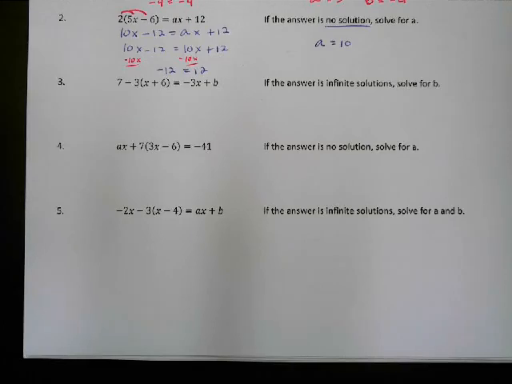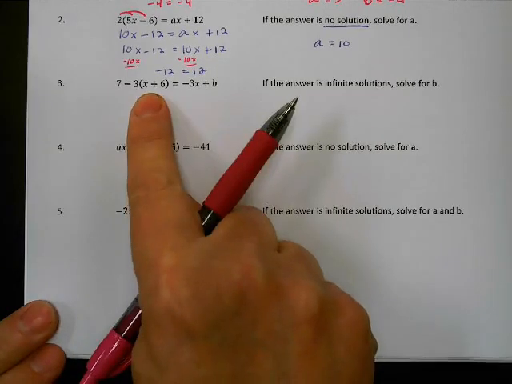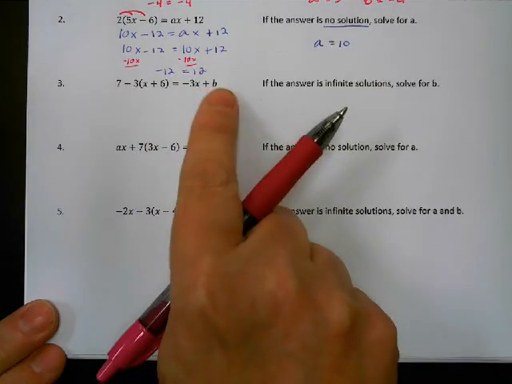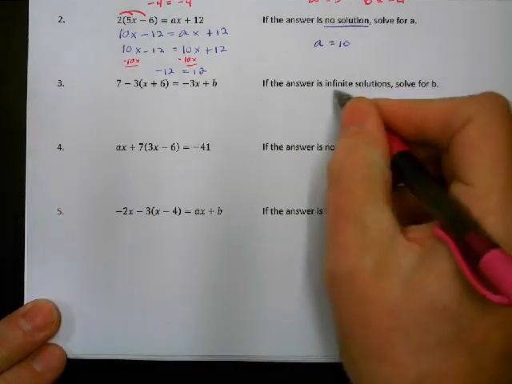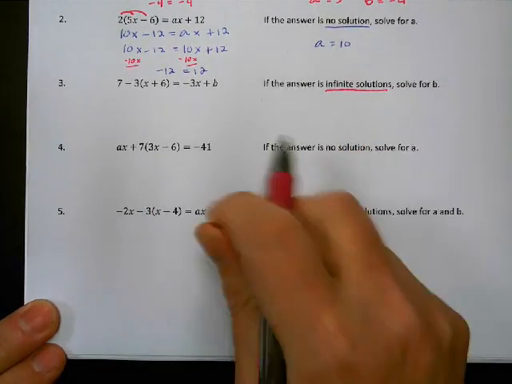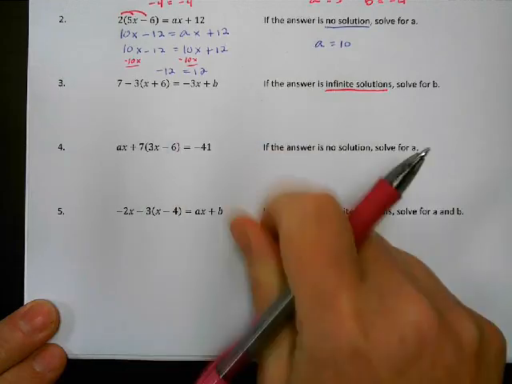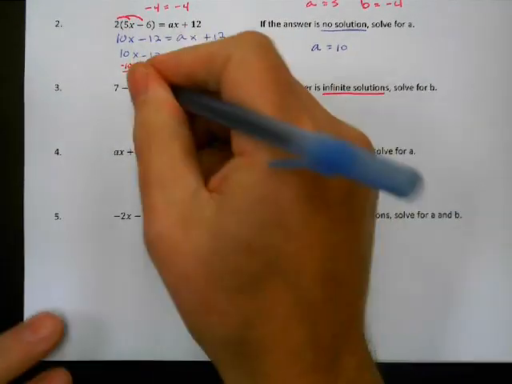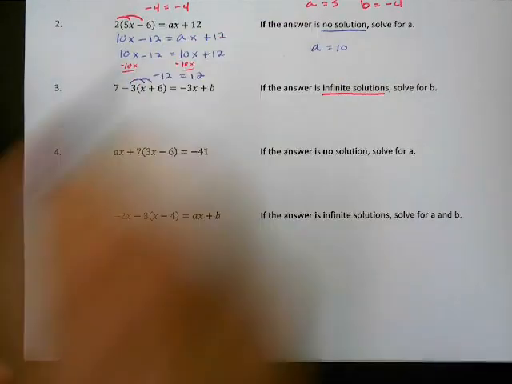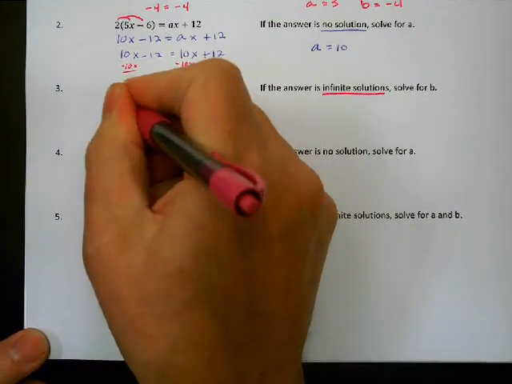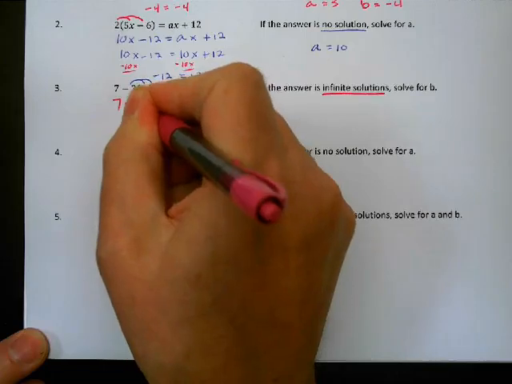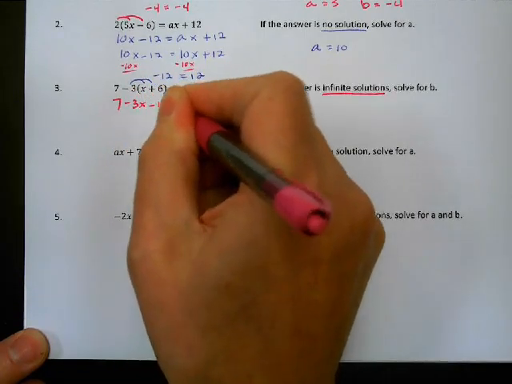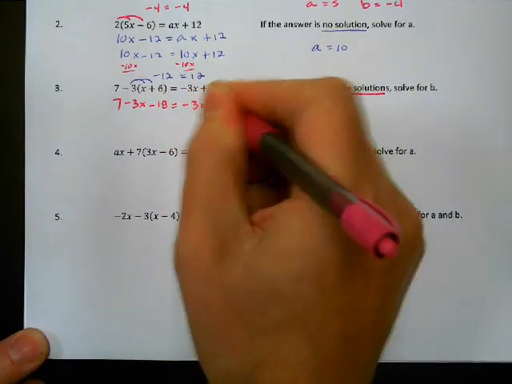Hopefully you've paused. Okay, so we're back. Let's go ahead and solve these. Okay, it looks like I got a little bit of work to do over here before I can find out what b is supposed to be. It's going to be infinite solutions for this one. So I need everything to be the same on both sides. So I'm going to start by distributing -3 to both of these. So I end up with 7 minus 3x minus 18 equals -3x plus b.